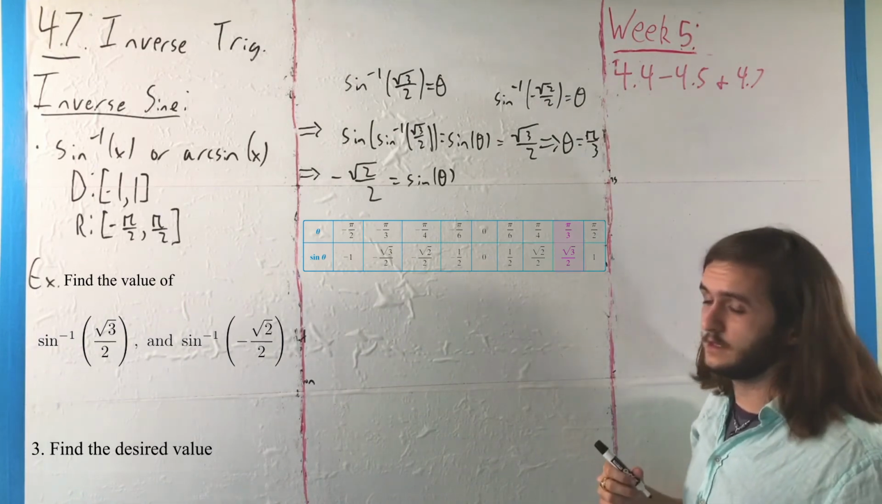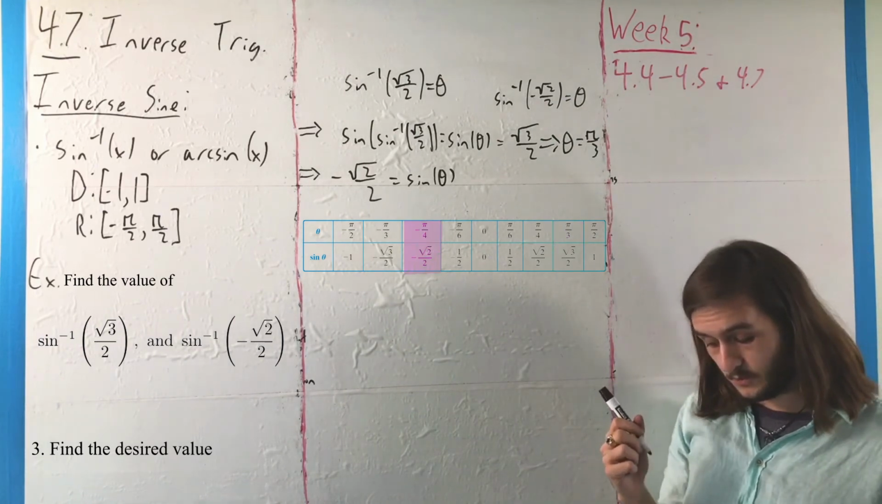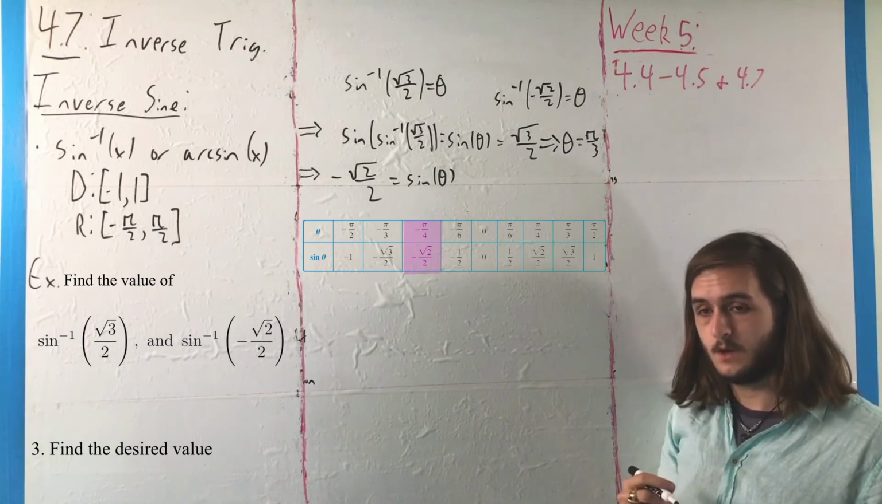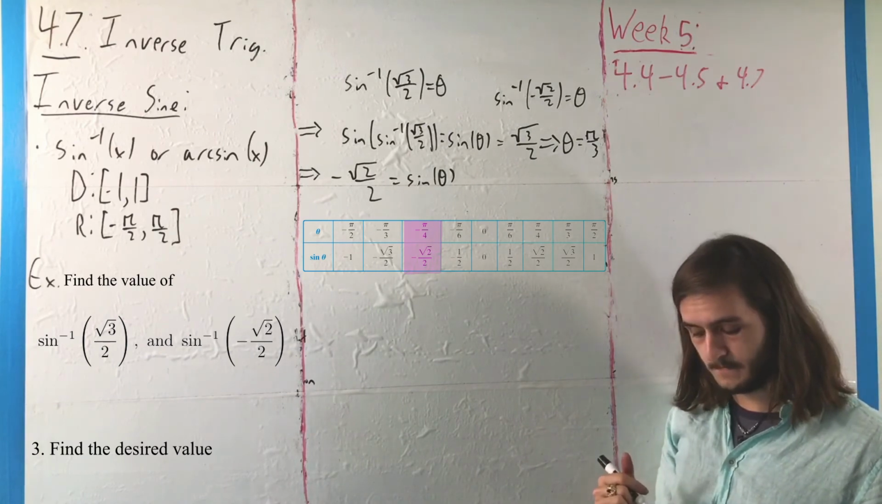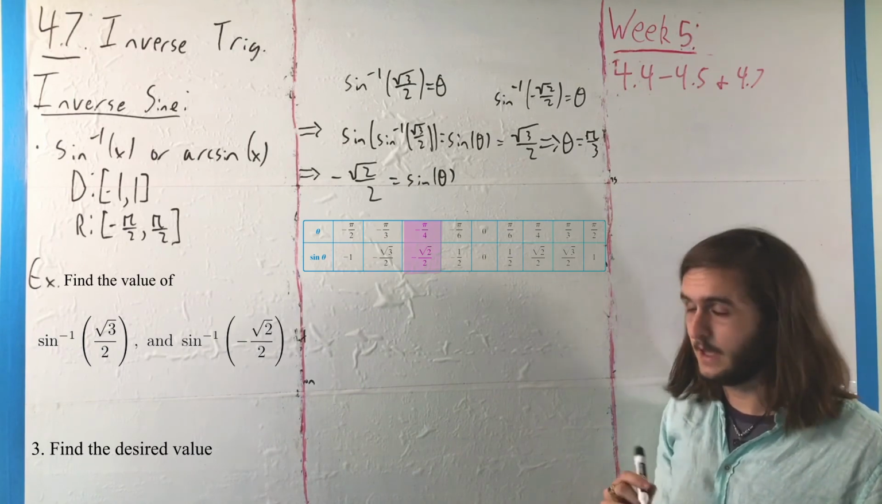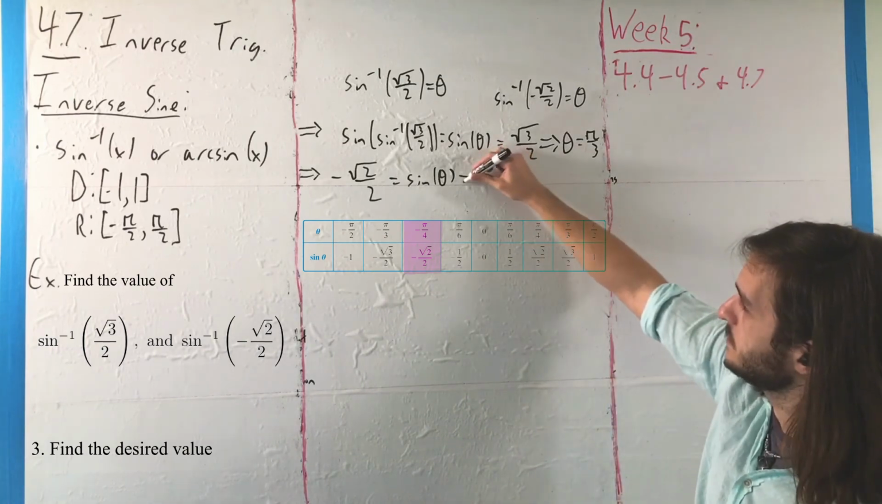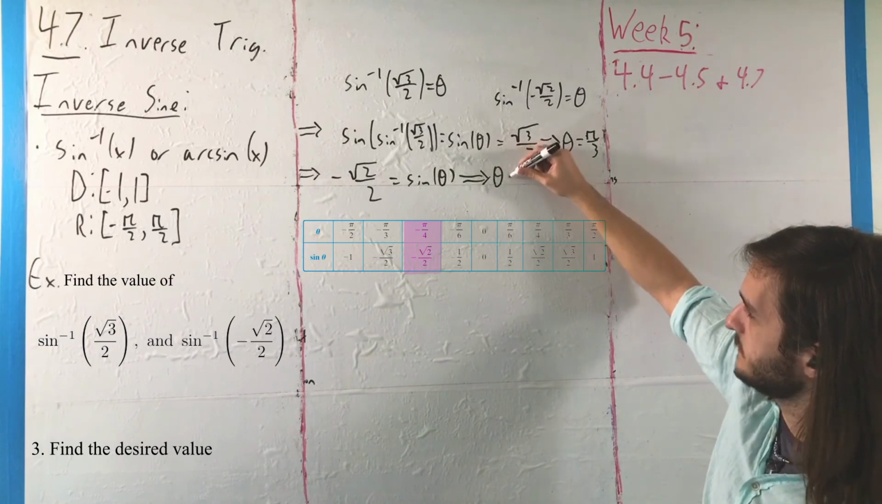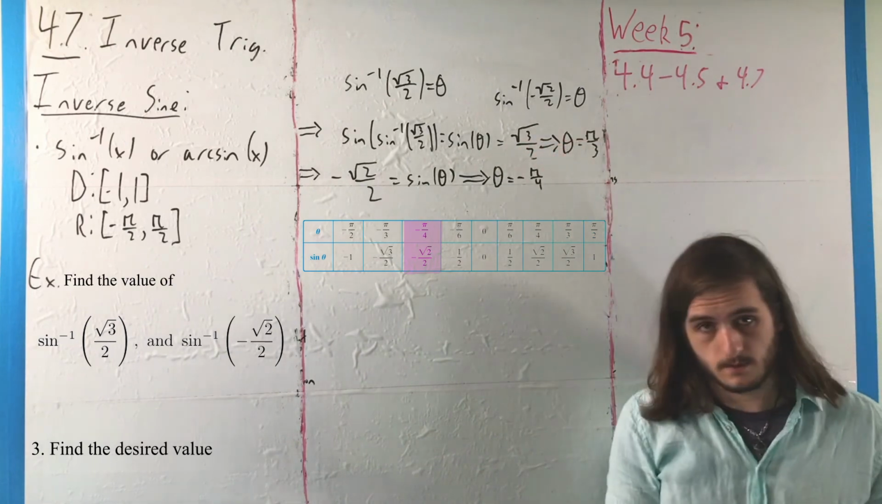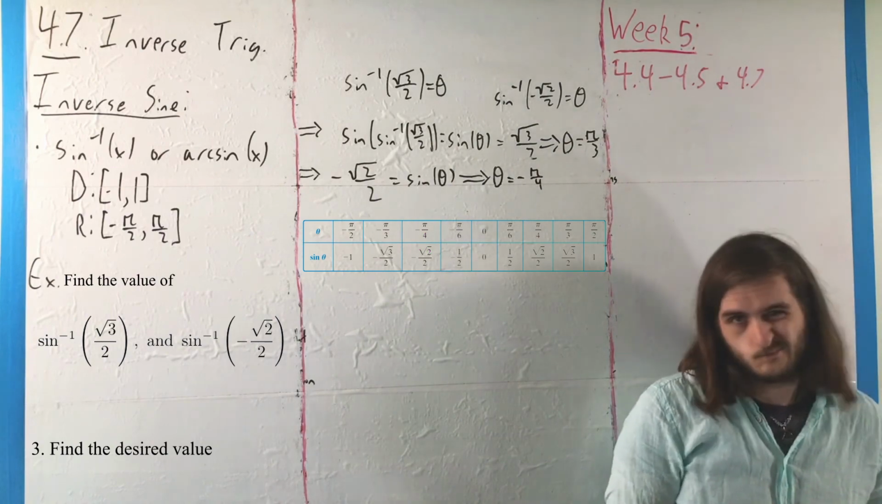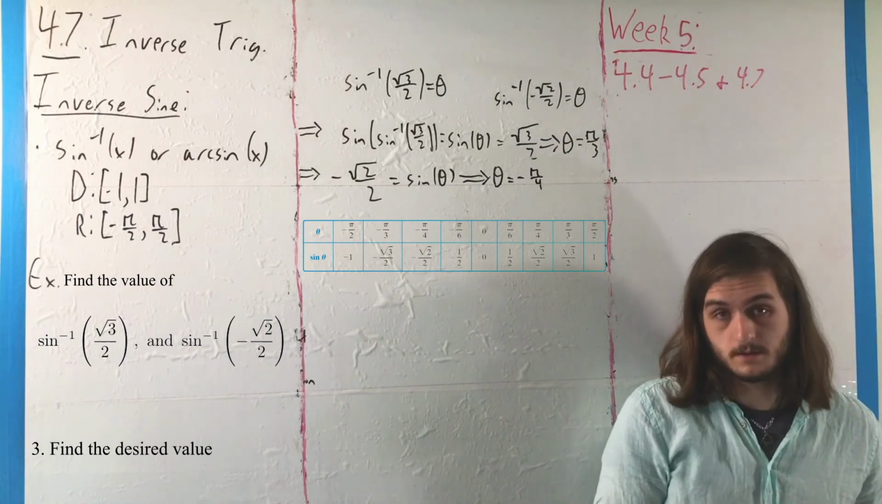On the other hand, in that second case, we still only have one value where sine of theta is negative root 2 over 2. And that happens particularly at negative pi over 4. So for our second value, that's what we'll be working with. And next, we're going to see the same sort of thing, but in terms of cosine.